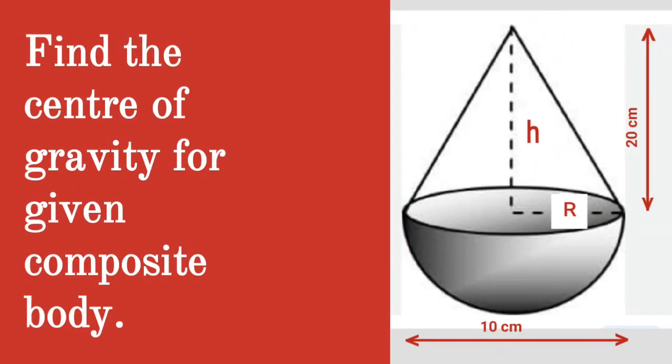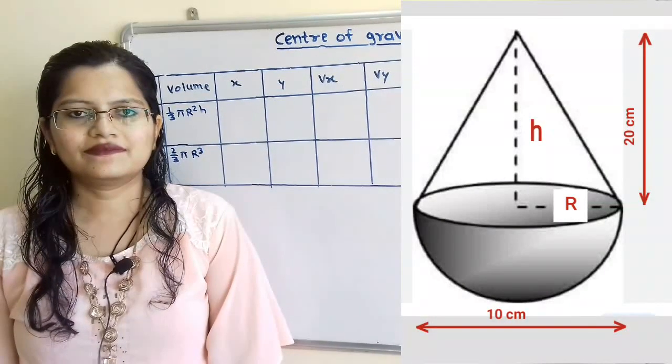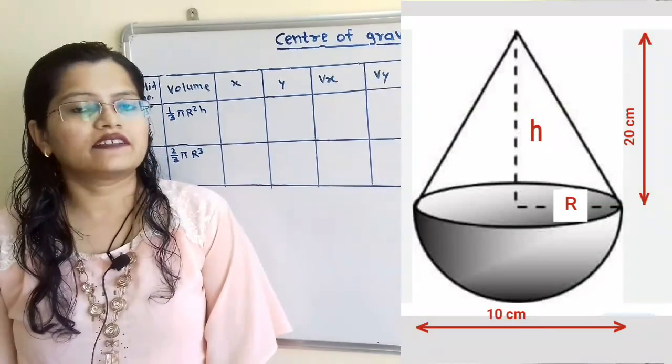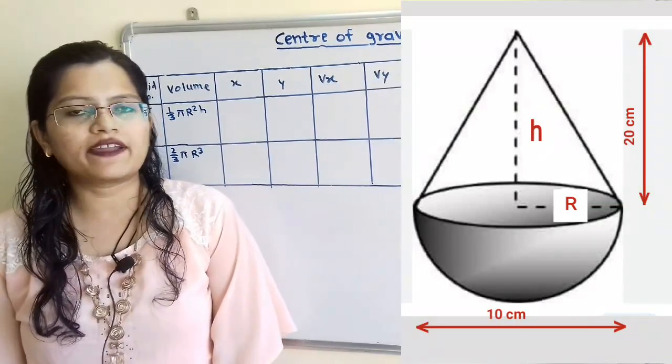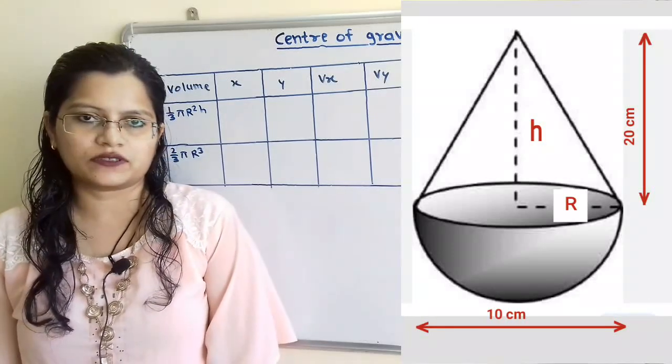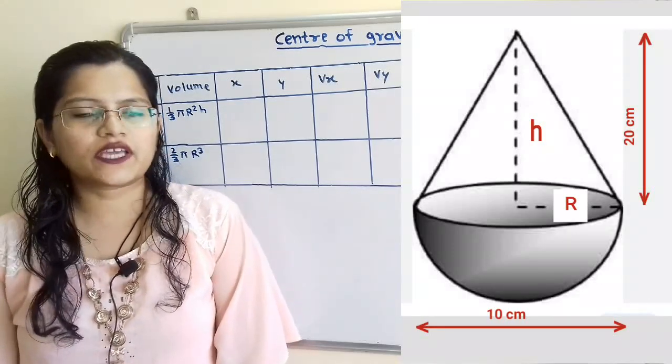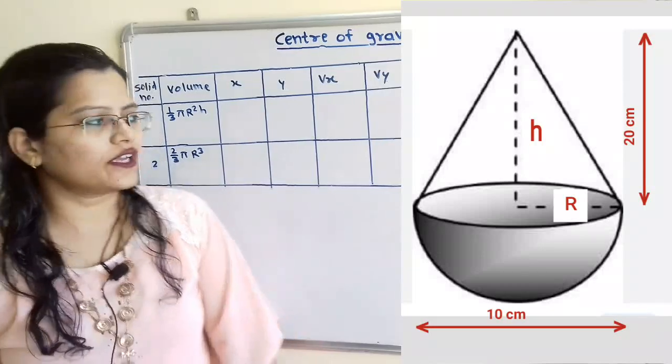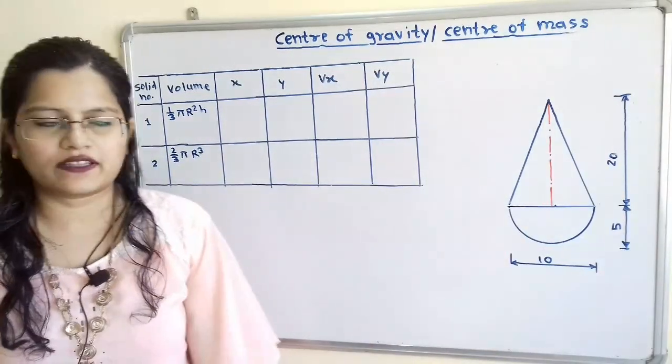Given question, find the center of gravity or center of mass for the given composite body. Let us understand the general procedure to find the center of gravity for any composite body. If we observe the given question, we will draw here the two-dimensional diagram.